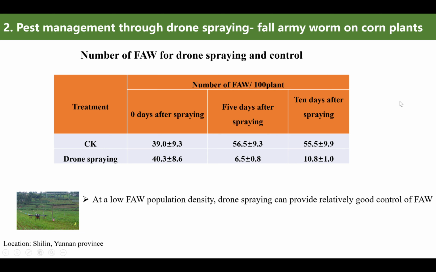This is another control of fall armyworm on corn plants. At this time, you can see the population density of fall armyworm was relatively low, and drone spraying can provide relatively good control. Therefore, in my experience, the control effect of drone spraying for the control of fall armyworm depends on the population density of fall armyworm.